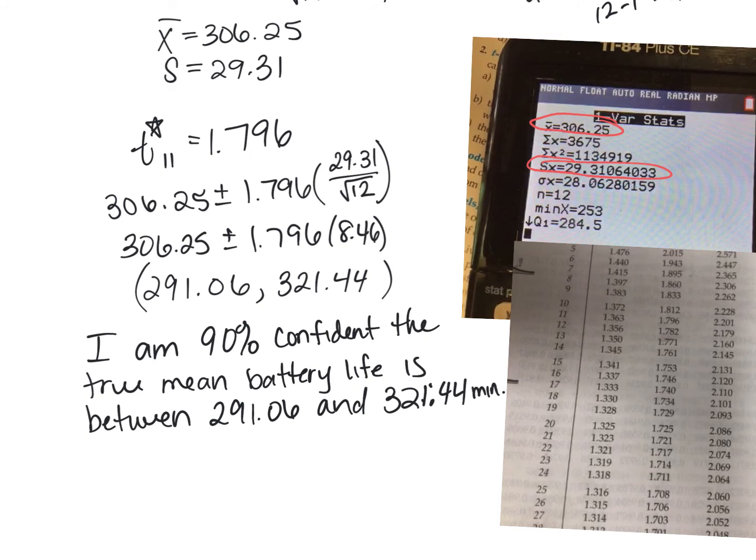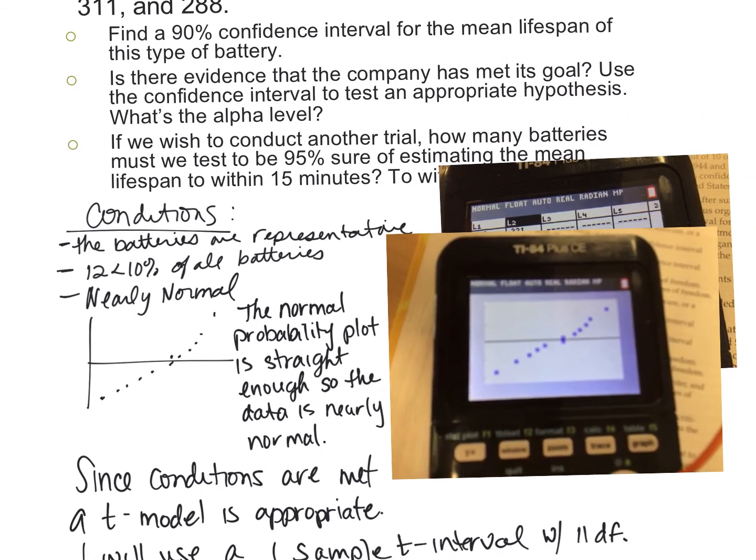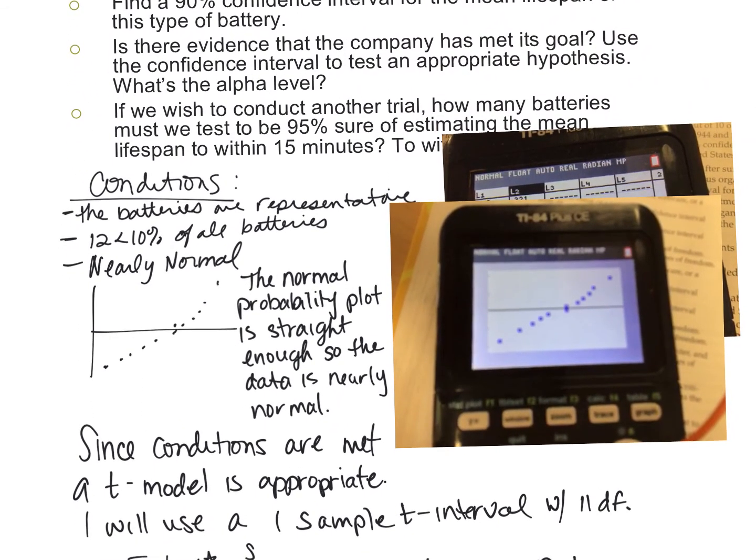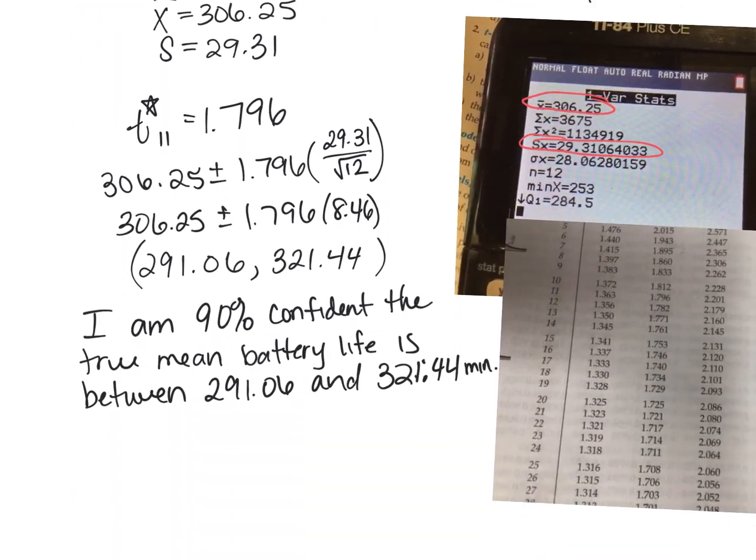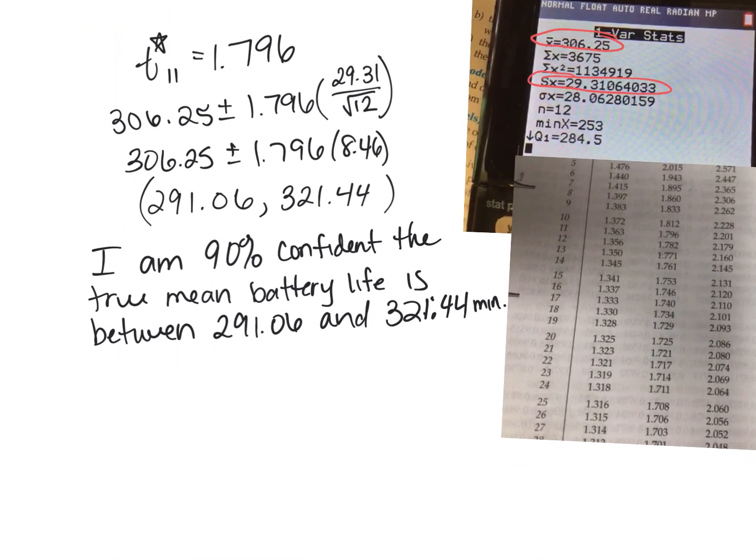Now, what's the second question? Is there evidence that the company has met its goal? Use our confidence interval to test an appropriate hypothesis. So your hypothesis would be that mu is equal to 300. Is there evidence that 300 is a possible mean for these battery lives?